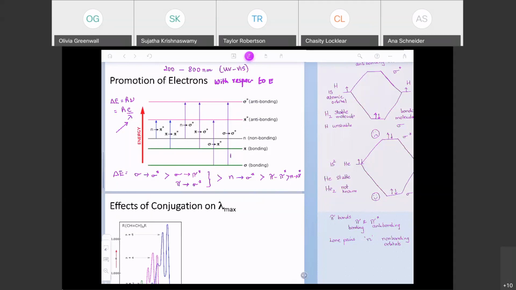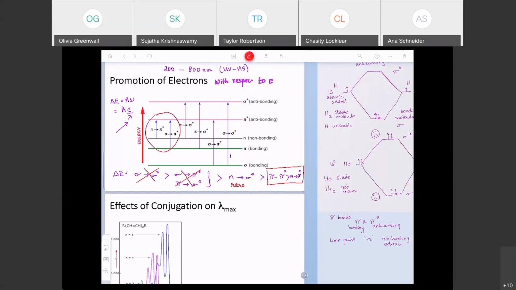It turns out sigma to sigma star is such a high energy, it doesn't fall in the UV vis region. Delta E is so high that we cannot find a lambda max that corresponds to that delta E. Similarly, you cannot find that. Okay, this one is rare, and we don't see much. So the two common transitions that we study are in blue, the blue arrows, n to pi star and pi to pi star. So those are the common transitions studied in the ultraviolet visible.